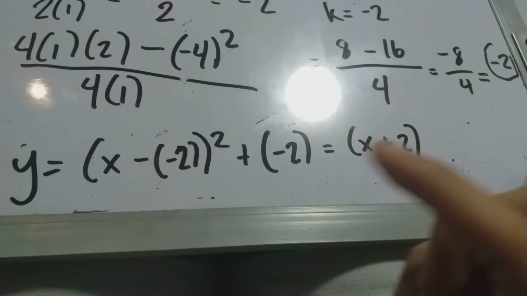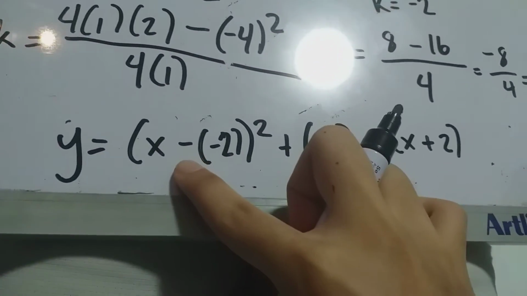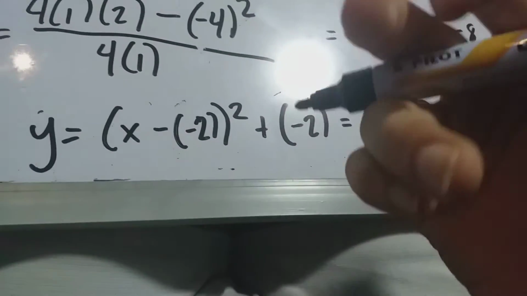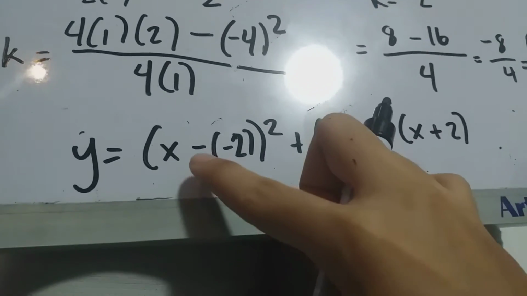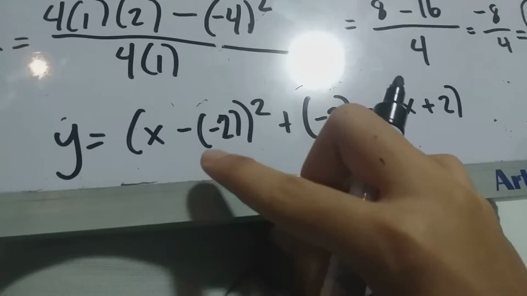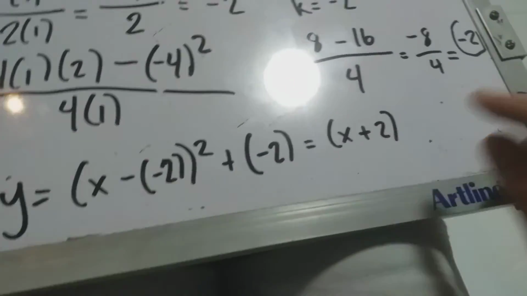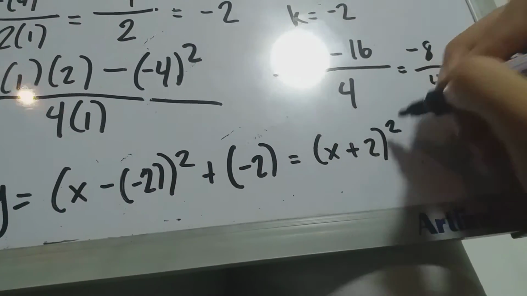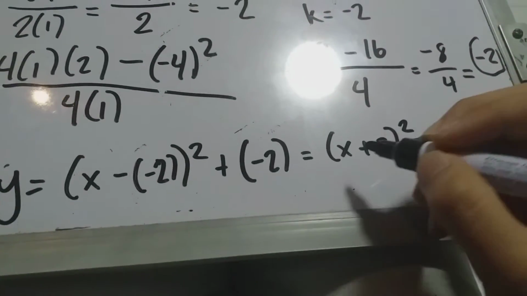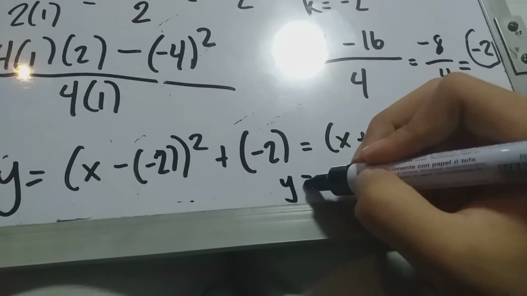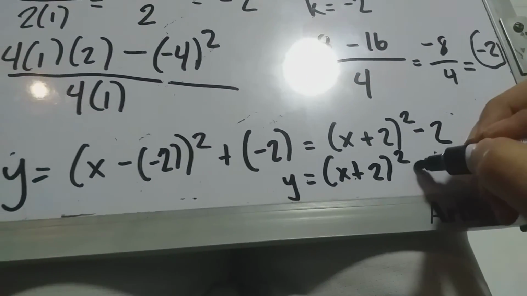If you're asking why it became like that, these are both negative, and we know that if we multiply a negative and a negative, we flip their signs, so it becomes a positive. If both have the same sign, we just make it a positive. So squared, then positive times a negative is a negative, so this becomes a minus 2. So your final answer will be y is equal to x plus 2 squared minus 2.